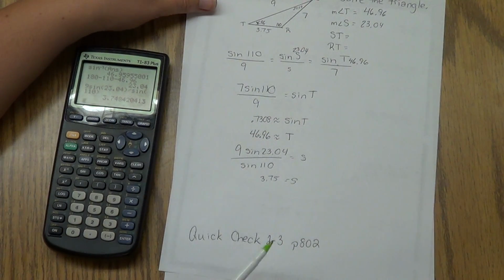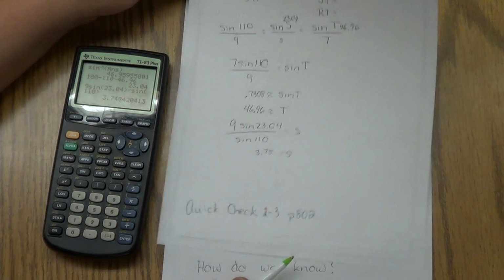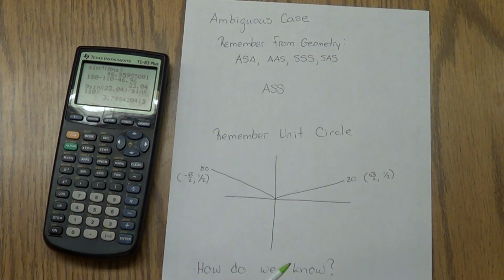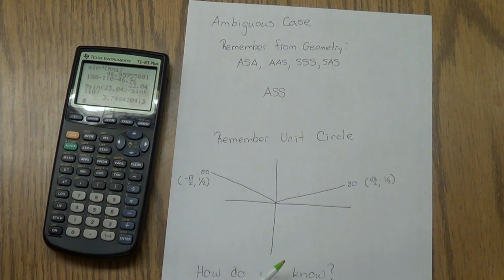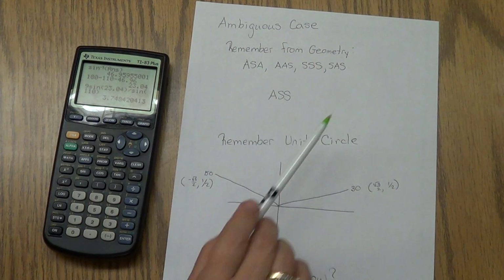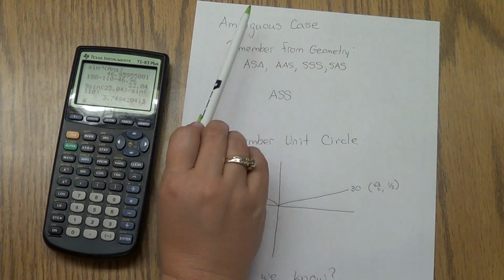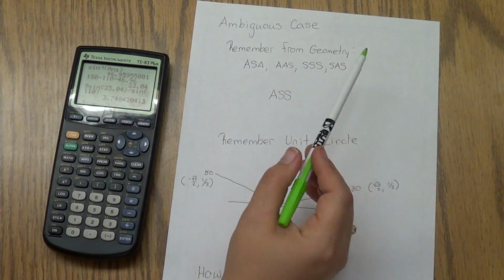But we still have one more thing to talk about, so don't get overexcited here. All right, there's a problem with law of sines. There's a thing called the ambiguous case, and it's created from two different issues.